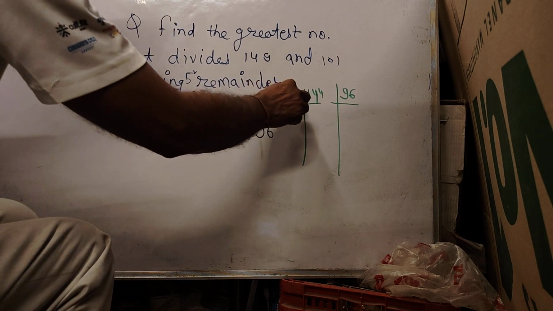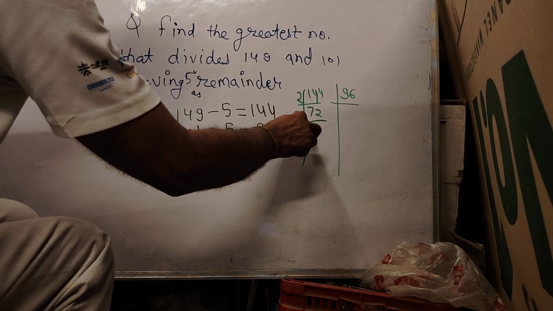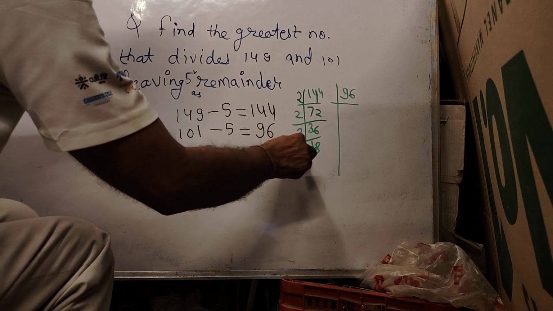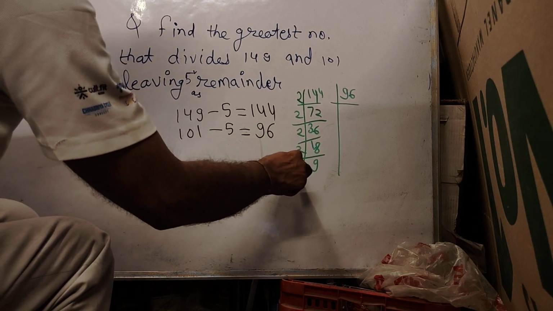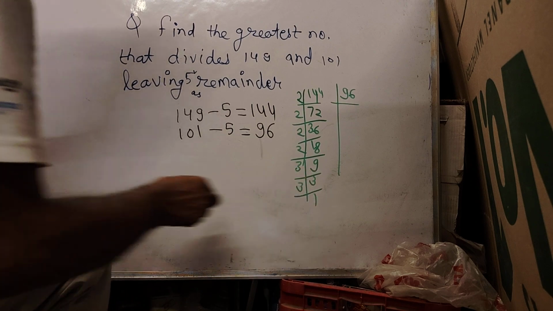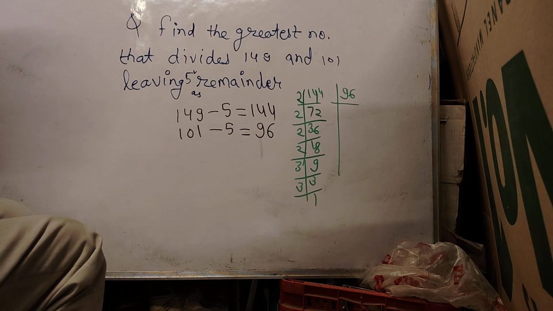So here we divide by the smallest prime number 2, 72 times. It divides by 2 again, 36 times. Again it divides by 2, 18 times. Again it divides by 2, 9 times. Now it is divisible by 3, 3 times. And now again it is divisible by 3, 1 time.